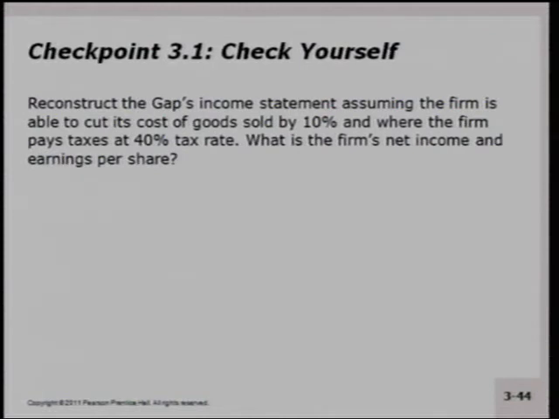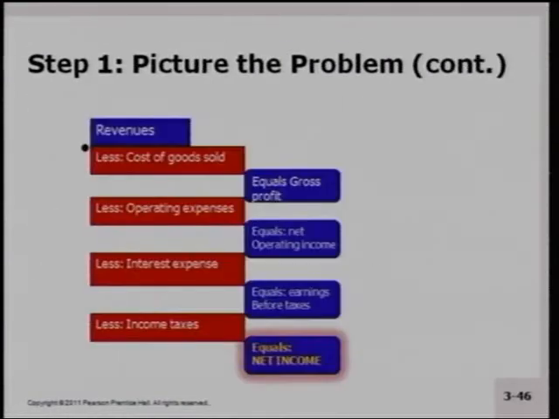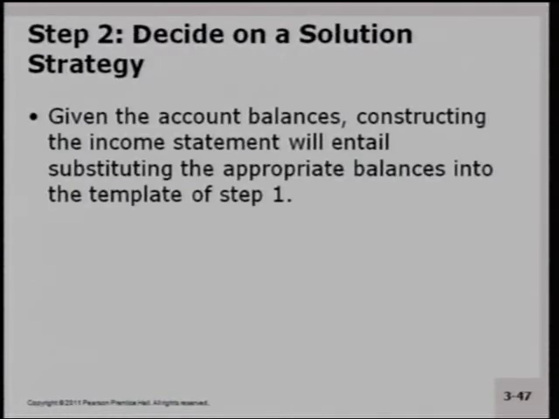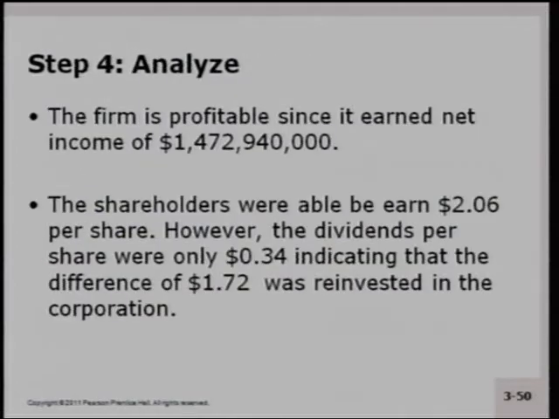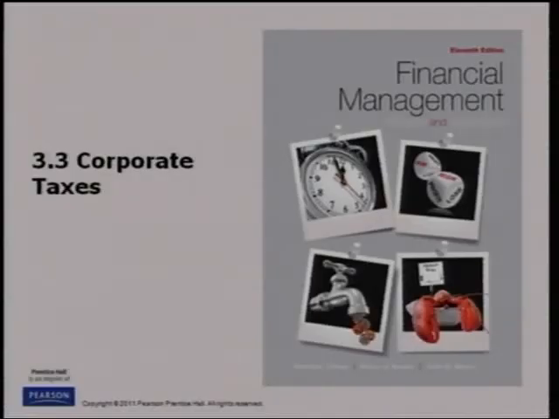Gap's income statement: use this information, assuming the firm is able to cut its cost of goods sold by 10%, and where the firm pays tax at a 40% rate, what is the firm's net income and earnings per share? Use this information, then you will have the corporate taxes.